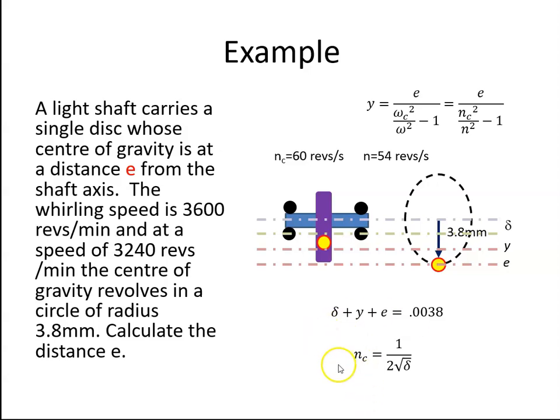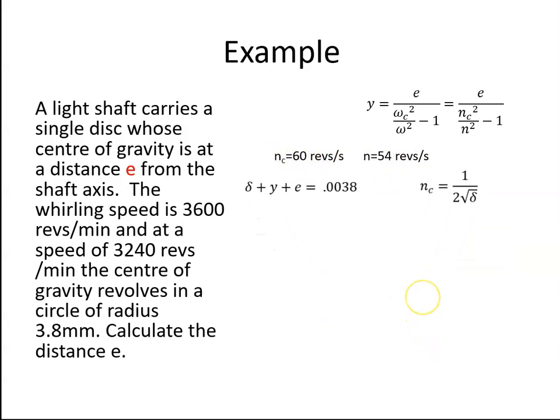Now the whirling speed, NC, is equal to 1 over 2π times the square root of g over the static deflection. And we covered that in a previous video. So if I have NC, which I do have, I can work out what the deflection is. NC was 60, so 60 equals 1 over 2π times the square root of g over d. Solve for d, and we have the deflection is 69.5 micrometers.